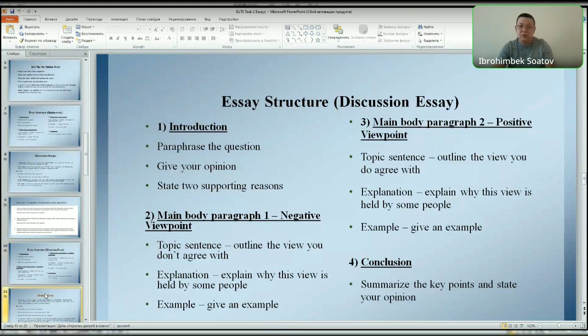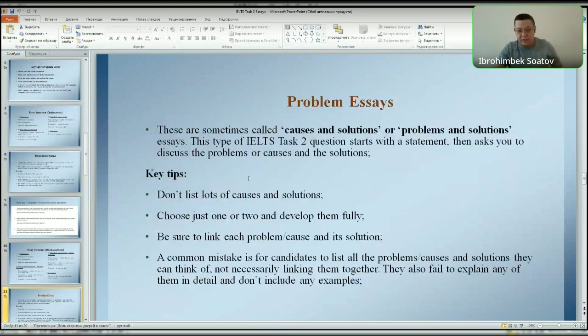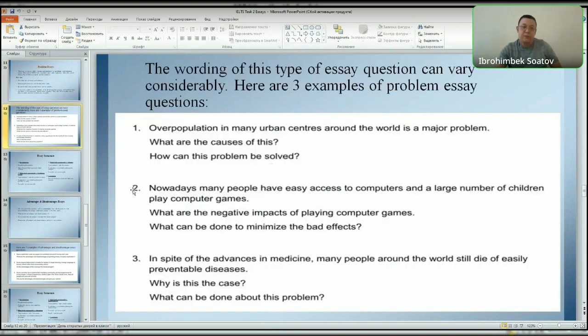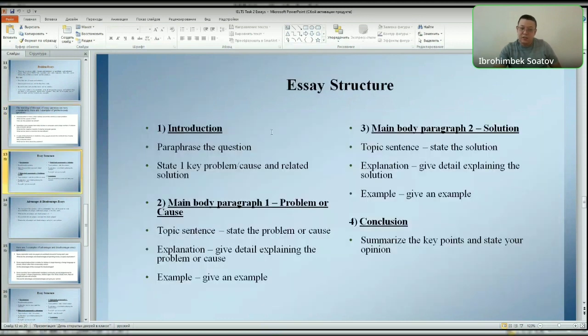And next one will be the problem and solution essay. We also talked about the problem solution essay in our previous classes. In some cases, it's also called cause and solution, problem and solution, or only solutions. You will be provided a statement. After the statement, you are given a question. According to this question, you are going to identify the type of essay. Here you can also see some sample questions. It is an essay structure, including introduction, two main body paragraphs, and conclusion parts.